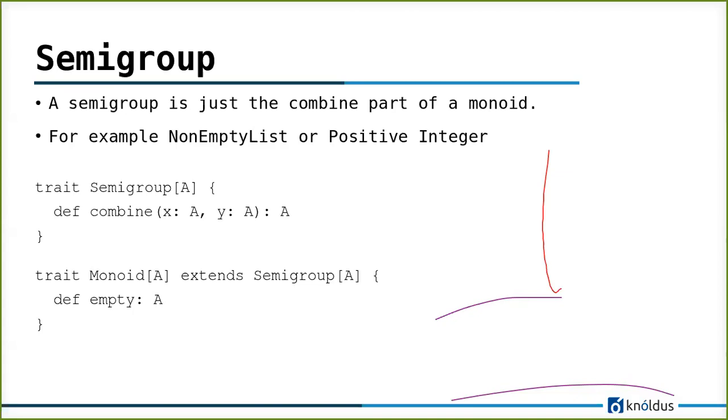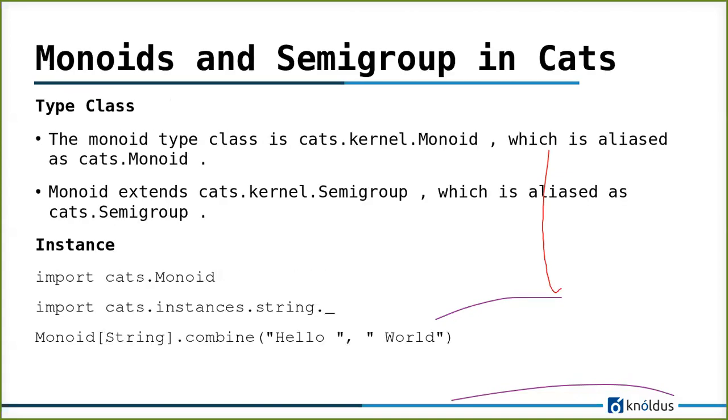Now let's look at how cats have implemented monoids. We will go in the same fashion which we have been following: the type class, instances, and interfaces, which is syntax. So for type classes, the monoid type class is cats.kernel.Monoid, which is aliased as cats.Monoid. Similarly for semigroups, we have aliased it as cats.Semigroup, but it actually resides inside cats.kernel.Semigroup. And then we have instances.